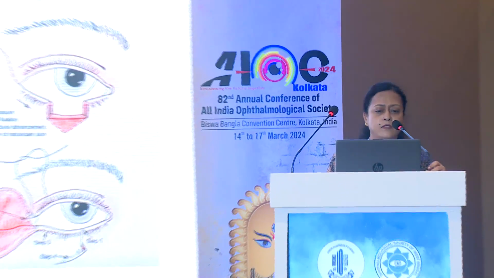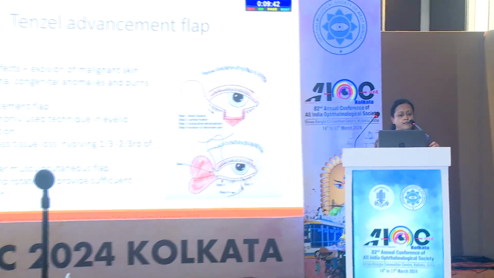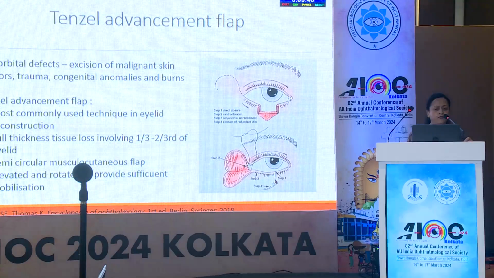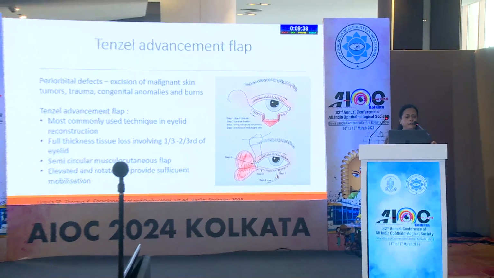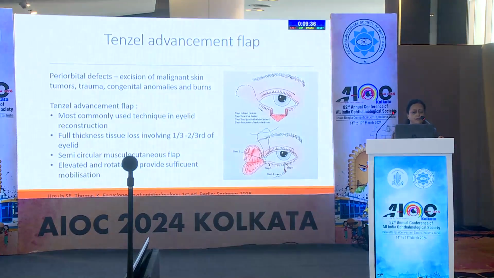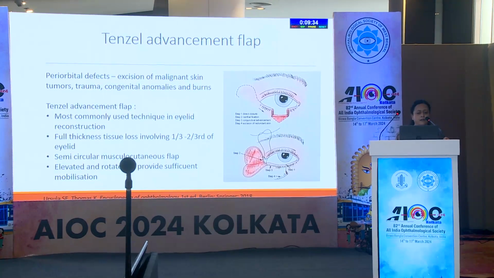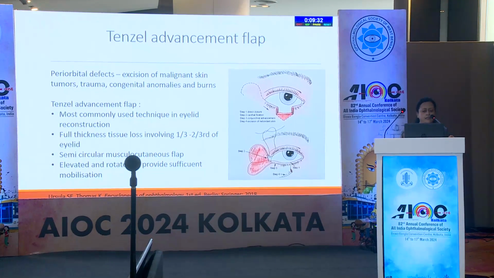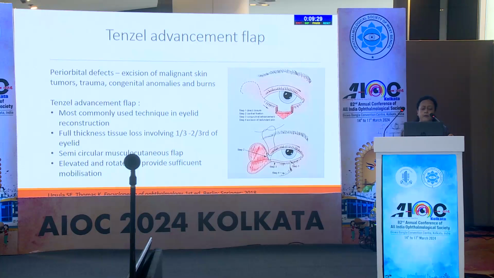Now, the Tenzel advancement flaps are rotational flaps, and these are used to correct the periorbital defects caused by excision of malignant lid tumors, trauma, congenital anomalies, and burn. This is the most commonly used technique in eyelid reconstruction, and in cases of full thickness tissue loss involving 1/3 to 2/3 of the eyelid, we use it. It is a semicircular muscular flap, elevated and rotated to provide sufficient mobilization.